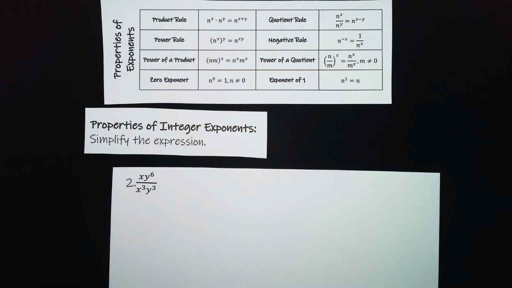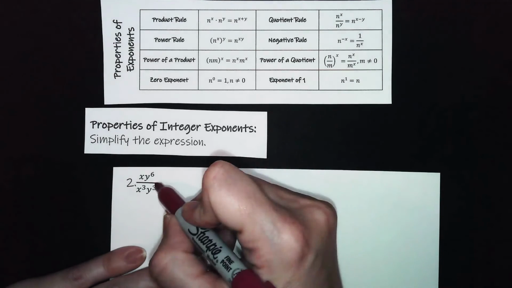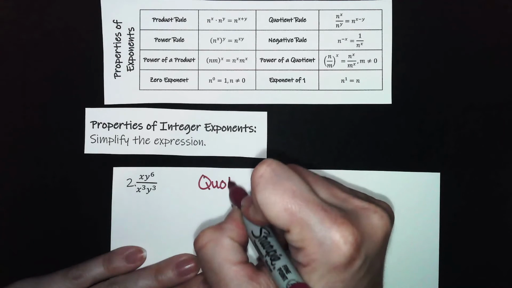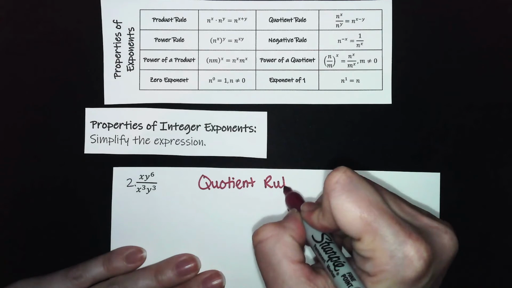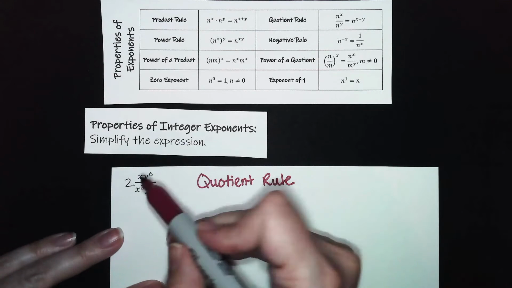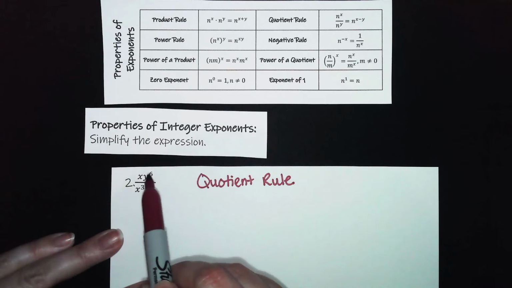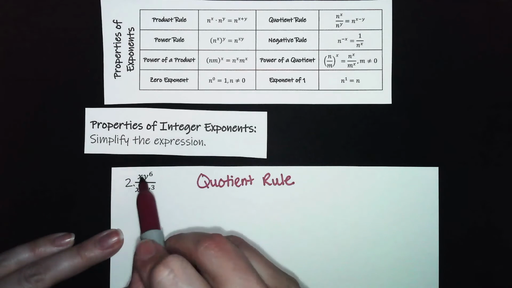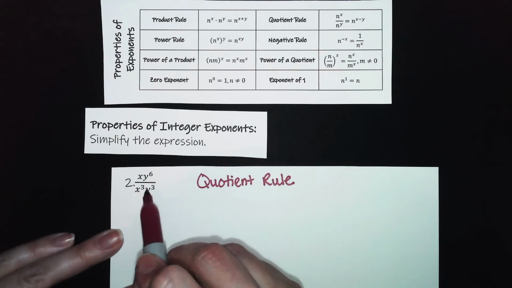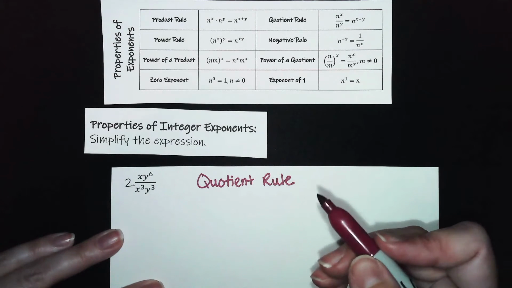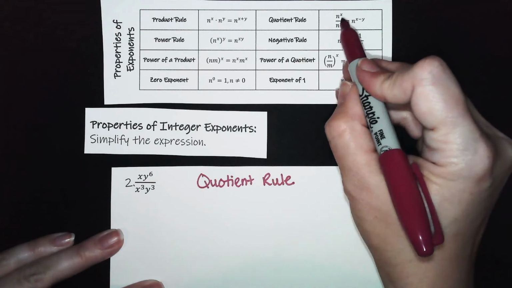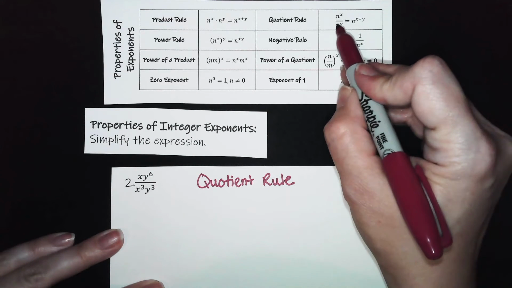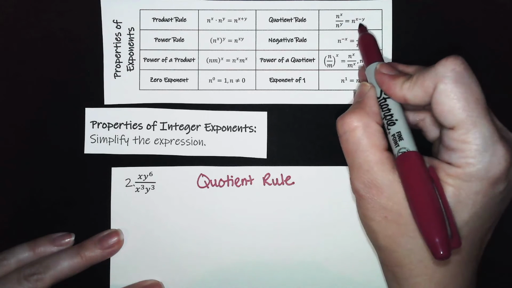This time, we have a quotient, because it's dividing, so we're going to use the quotient rule on this one. If you had different terms on the top, or x multiple times on the top, we would want to go ahead and simplify the numerator and then simplify the denominator. But in this case, I only have x once on the top and y once, and on the bottom I only have x and y. So we're going to just go ahead and use the quotient rule. And the quotient rule says if the bases are the same, and one's in the numerator, one's in the denominator, I subtract. So I take the numerator's power minus the denominator's power.